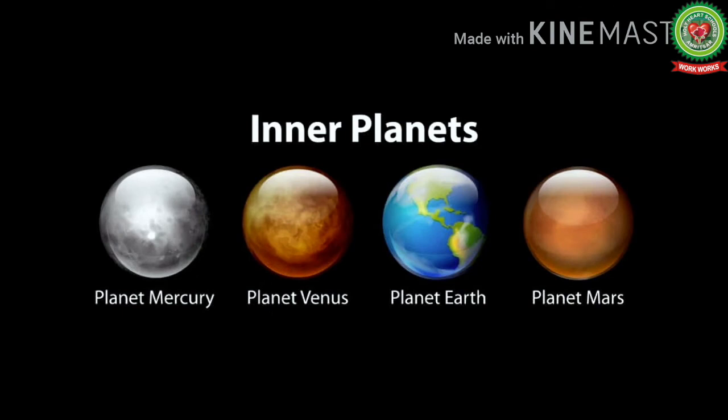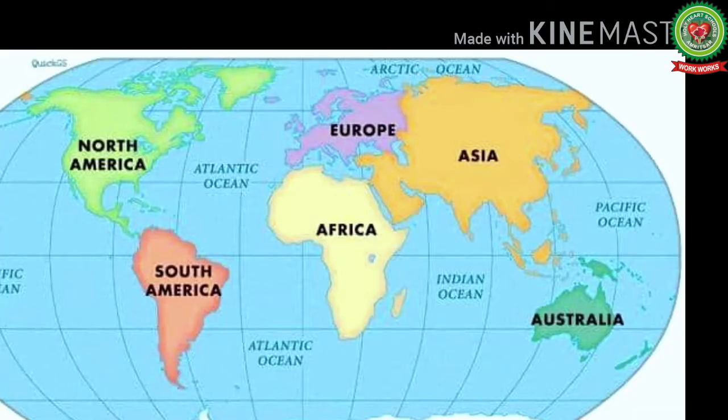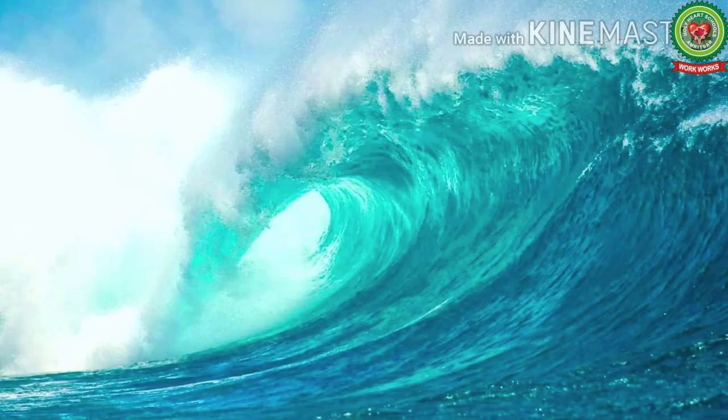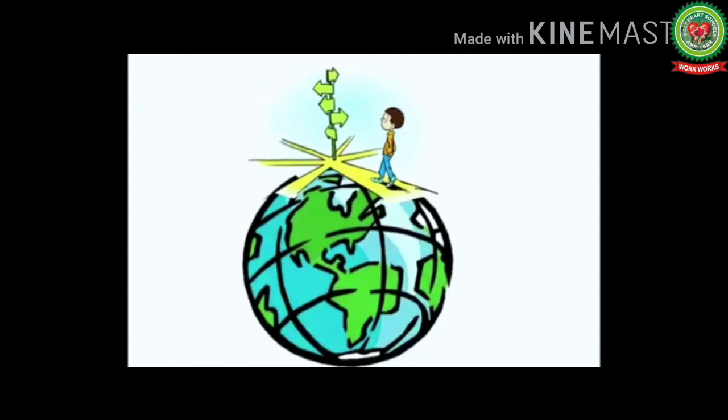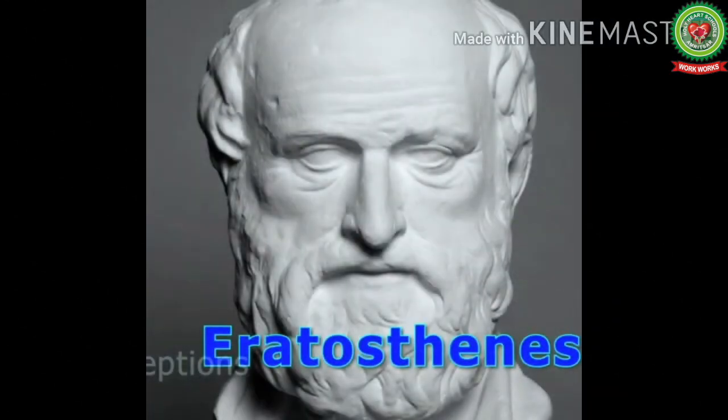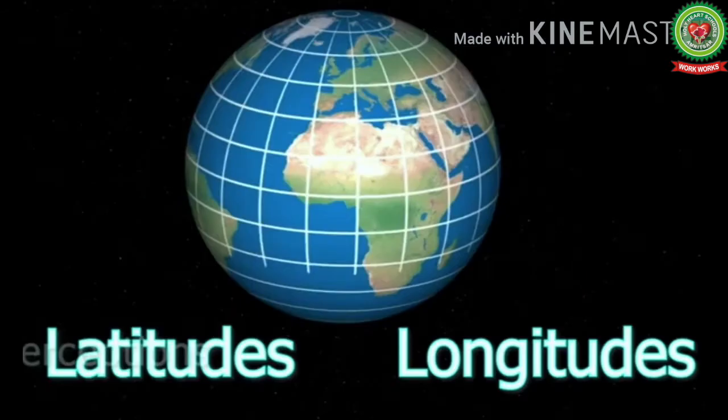Now students, we all know that Earth is the largest of the inner planets. It is made up of continents and oceans. The Earth is so big in size that it was difficult to tell the location of any place on the Earth. So, a Greek philosopher and mathematician, Eratosthenes, came up with the concept of latitudes and longitudes.